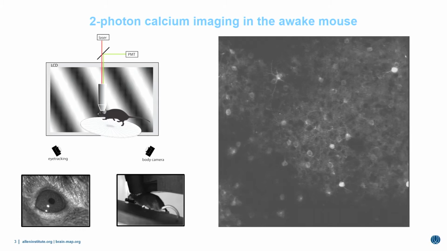At the same time that we are imaging the activity, we collect two other pieces of data. One, we have a camera that's focused on the mouse's eye to track the eye position on the monitor as well as the pupil diameter. And we have another camera that captures the mouse's posture and behavior, so we can see if the mouse is running or whisking. And we also then record the speed of the mouse's running based on the wheel rotations.